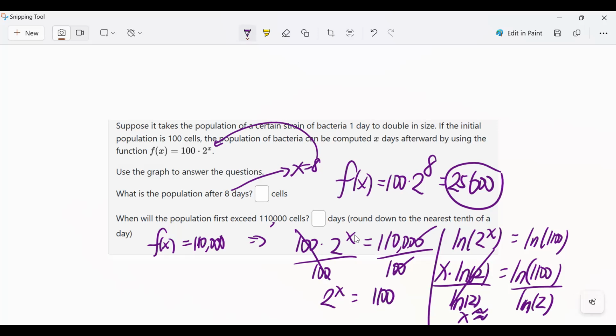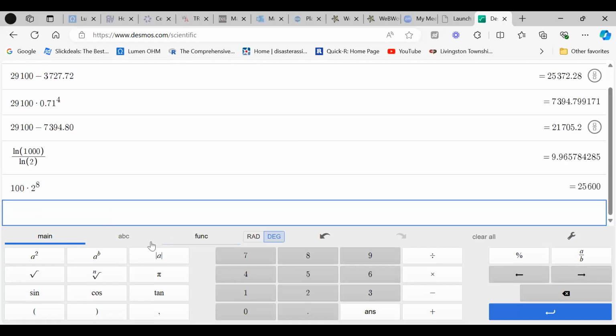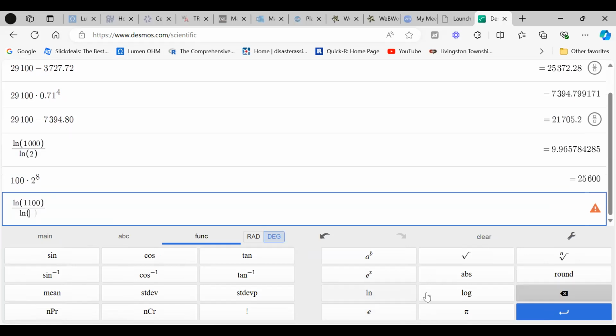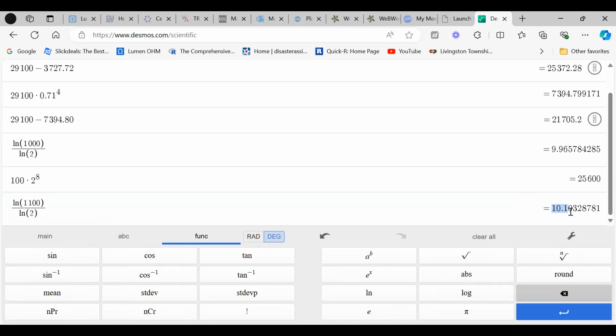And we round to the nearest tenth. One more time, you need a calculator, we can't do it by hand. So go down here, get the ln of 1100 divided by ln of 2. So that's about 10.1 days, right? Rounded to the tenth, that'll be 10.1 days.